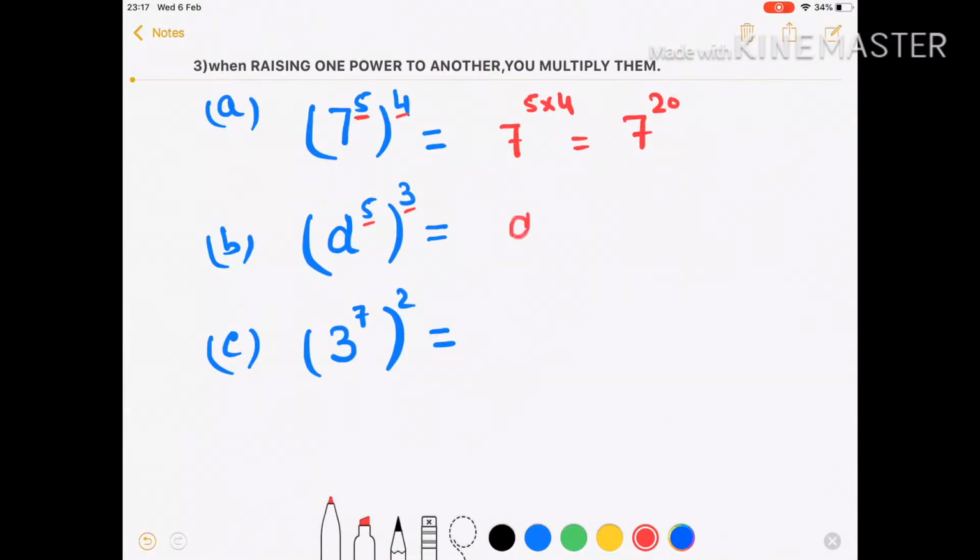This is very important: one power to another. In question B, one power is 5 and the other power is 3, so you have to multiply them. 5 times 3 equals d to the power 15. Next question, one power is 7 and the other power is 2. So raising one power to another, using rule number 3, you multiply them: 7 times 2 equals 3 to the power 14.